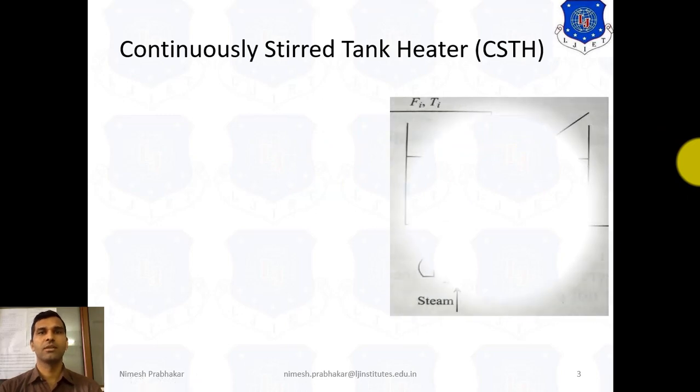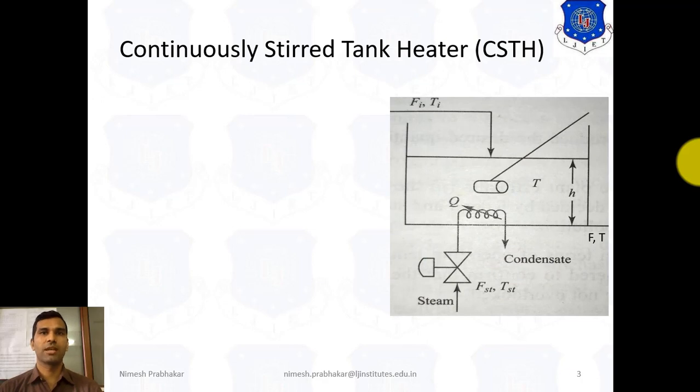This is a diagram of a continuously stirred tank heater. In this diagram, the liquid inlet flow enters from this side, and this is the outlet flow. This is F and the temperature of this is T, and H indicates the height of the liquid inside. As the name suggests, here we supply steam. By using this steam, we increase the temperature inside this tank. The inlet temperature is low and our aim is to increase the temperature of the outlet.